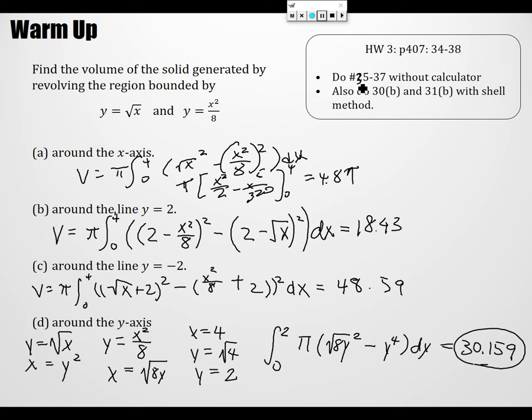Of those, I guess we should have said that 34 is the only one that needs a calculator, and 38, I guess. I don't know how we want to say that best. And then 30B and 31B with this new method. Even though the instructions say to do it one way, also do them with this new method today too.